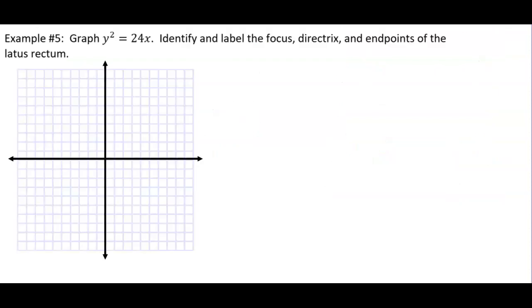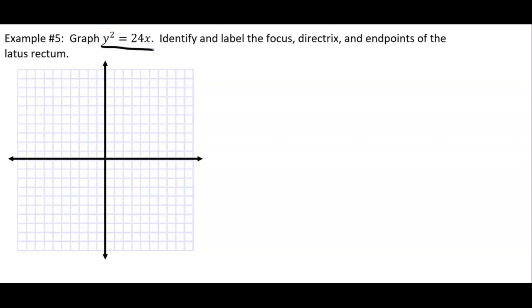Okay, so it says graph y squared equals 24x. Identify and label the focus, directrix, and endpoints of the latus rectum. Okay, so they asked for those endpoints of the latus rectum so that we're getting some shape to our parabola and we're not just drawing it poorly like I have on these examples. Okay, so here's our equation.